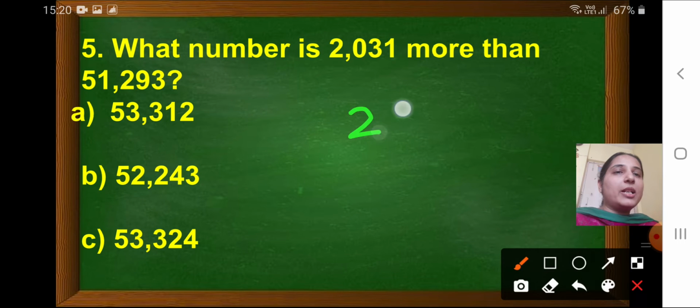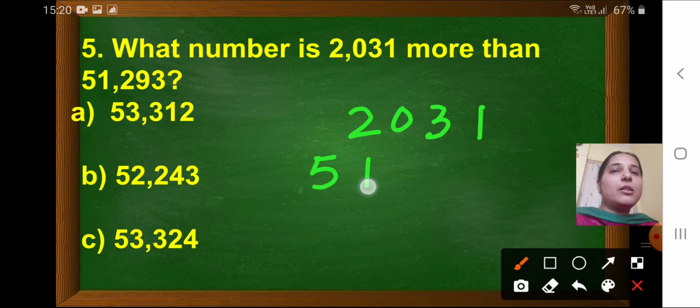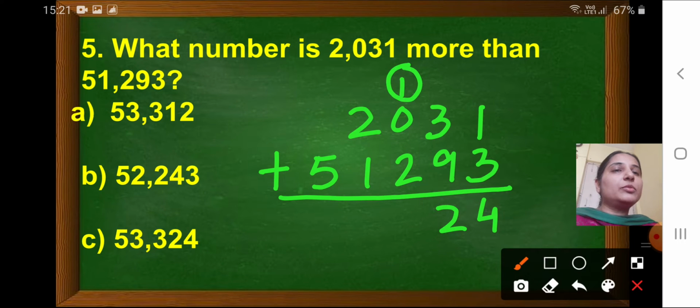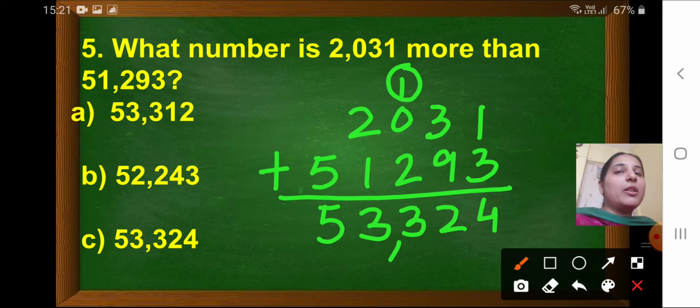So 2031 and 51,293. So let's add to get the answer. So 3 plus 1 or 1 plus 3, 4. 9 plus 3, 12. So 2 will write here, 1 will be carried over. Now 1 plus 0 plus 2, what will get? 3. Then again 2 plus 1, 3. And here 5. So which is the correct option, children?